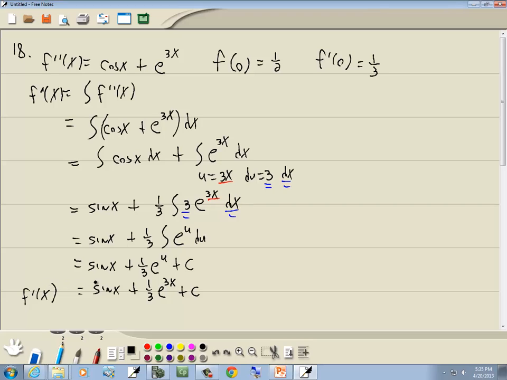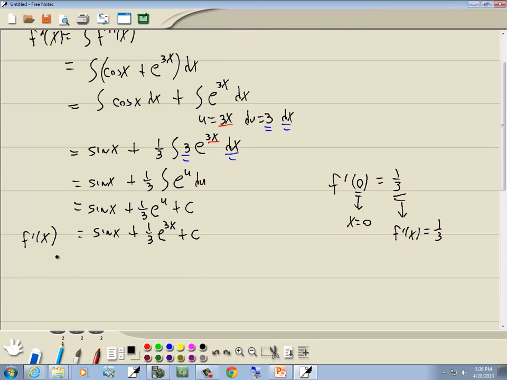Well, now we can find out what c is. One of the initial conditions said f prime of 0 is equal to 1/3. Notation-wise, whatever's inside the parentheses is your x. So they're telling you x is equal to 0. Number on the right side, this is going to be f prime. So they're telling us f prime is equal to 1/3. Well, we can plug those in now.